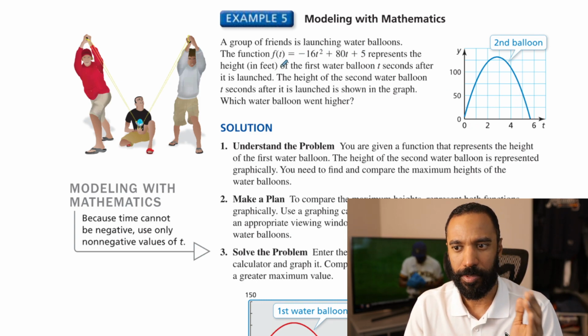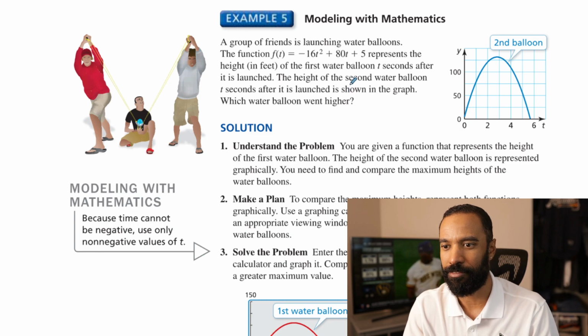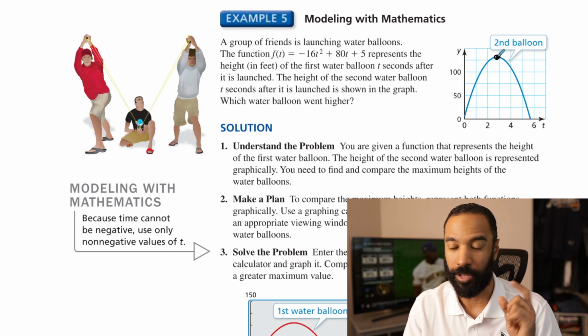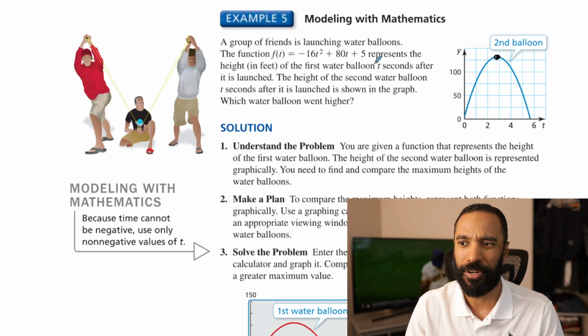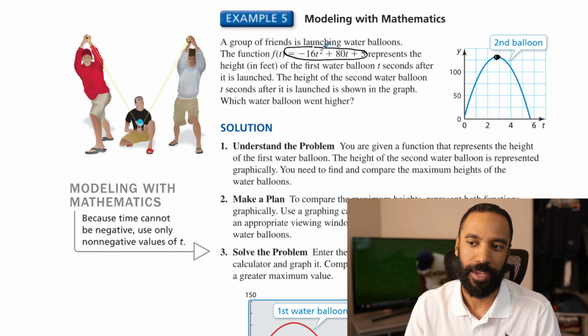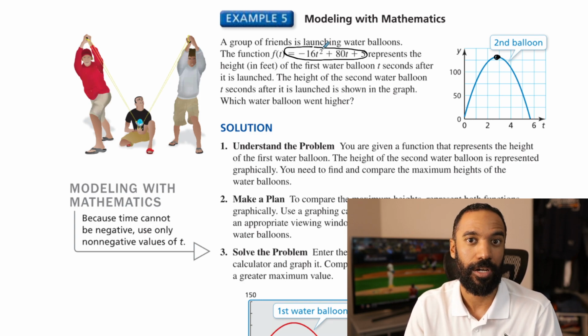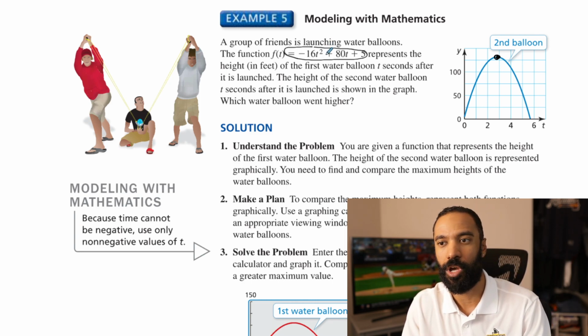The function here represents the height in feet of the first water balloon t seconds after it is launched. The height of the second water balloon t seconds after it is launched is shown in the graph. Which water balloon went higher? So what they're having you do is decide what's the vertex of this one just by eyeballing it. It goes a little bit above 125, maybe about 130, and then you get to use your negative b over 2a on this equation and then plug in that t value to figure out which one has a higher y value. Not at what time it went higher or anything like that, which one just goes higher in general.